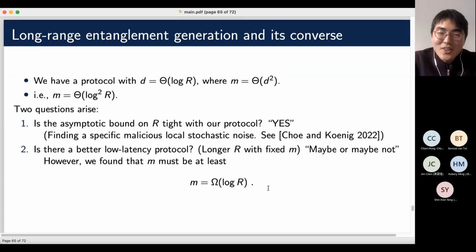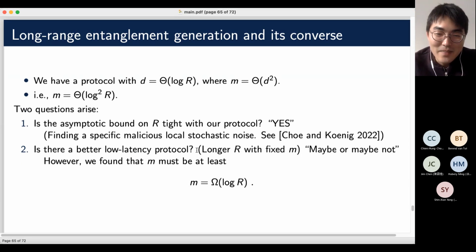We also consider the converse problem, which is what is the maximal distance for this entanglement generation if we use a low latency protocol, or is this R that we obtained asymptotically tight or not? And we have an affirmative answer, yes, to the latter. To this problem, is the asymptotic bound on R tight with our protocol? You can see the argument in our paper.